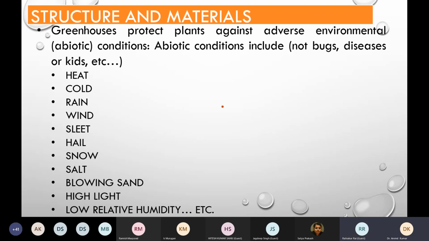Certain areas have salt problems, especially coastlines. So we need structures and materials that can handle salt. And then you have blowing sand in the desert areas of Rajasthan, and along with sand comes fine dust. I haven't seen a single structure today that can handle blowing sand and dust adequately. But technologies should be developed because we have a big area. This is a big problem of dust and sand, especially in the north during May.